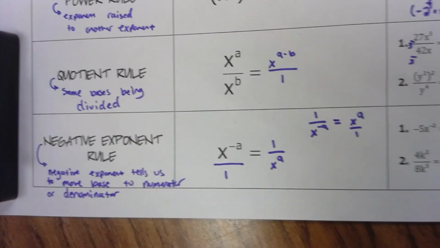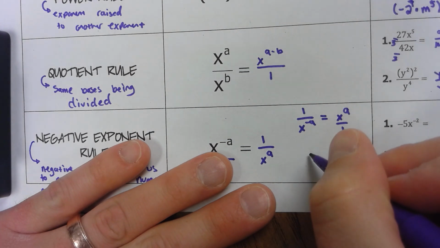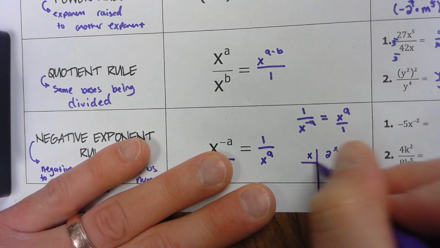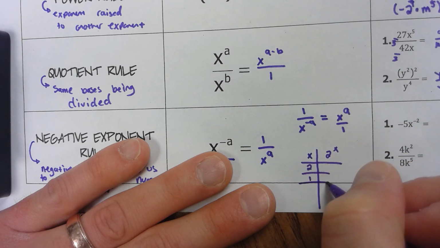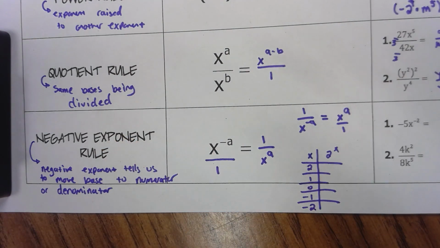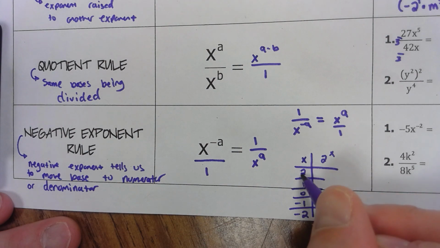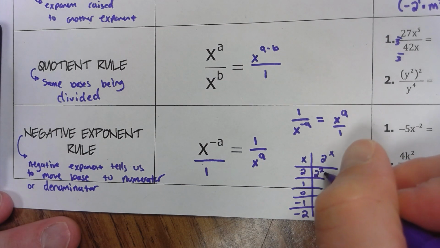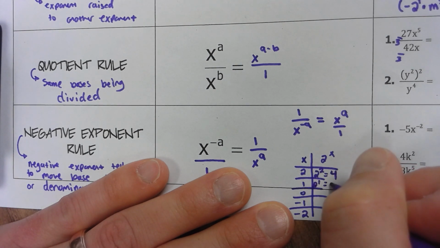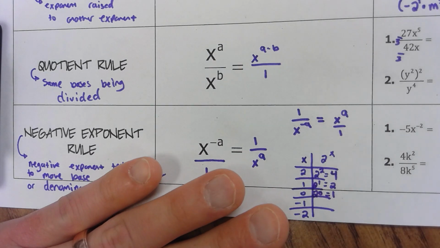One quick reason why negative exponents work this way. We actually need a table for this. Let's say I have x and 2 to the power of x. Let's go 2, 1, 0, negative 1, and negative 2. Okay, so we know that if I have x being 2, 2 squared, that's 4. 2 to the power of 1, that's 2. And then 2 to the power of 0, we know is 1.